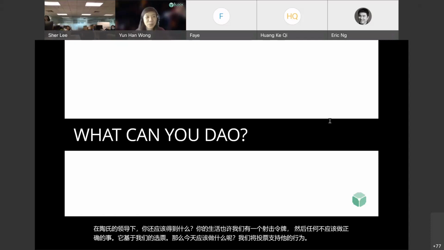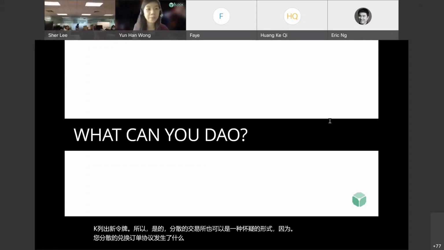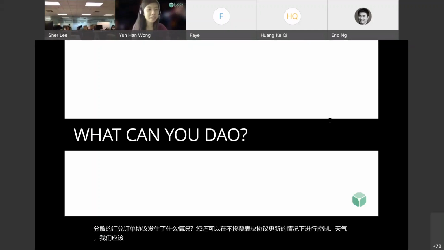Okay, listing new tokens. So yes, decentralized exchanges can also be a form of DAO, because what happens to the decentralized exchange or the protocols? You can also control them with a DAO. You vote for protocol updates. Whether we should list a certain token? If 90% of you vote yes, then yes, we should list. So you are right, listing new tokens can be a DAO.